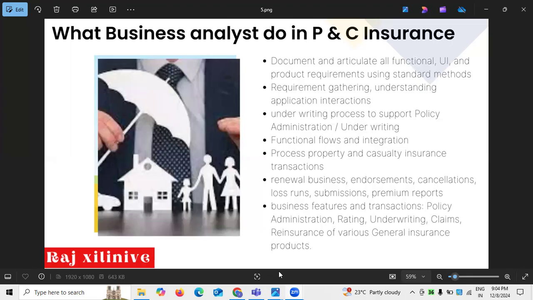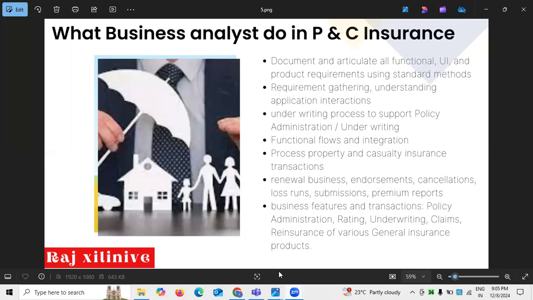Now, when it comes to the role of a business analyst, what is it that we must be good with? This is something one needs to know. As I already mentioned, repeating the same, property casualty is a domain which is large in size because there are a lot of insurance services involved. It can be property insurance, casualty insurance, personal lines, marine, commercial lines, all that.